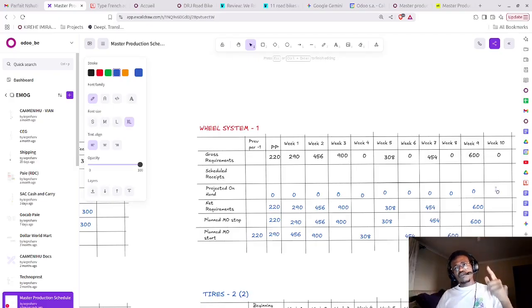And there we have it, folks. That's the planned receipt, that's the MPS for level 1 items.